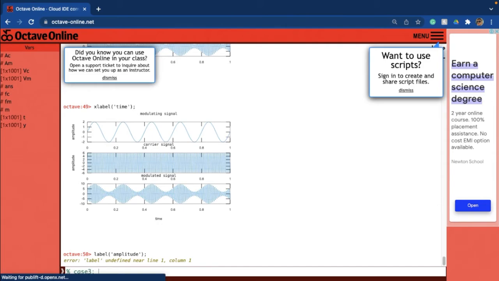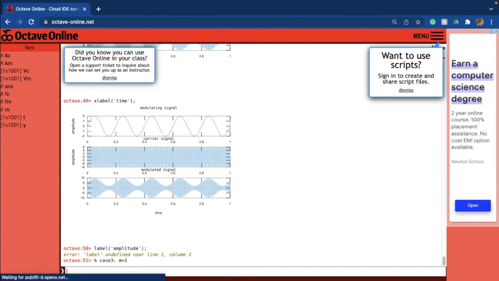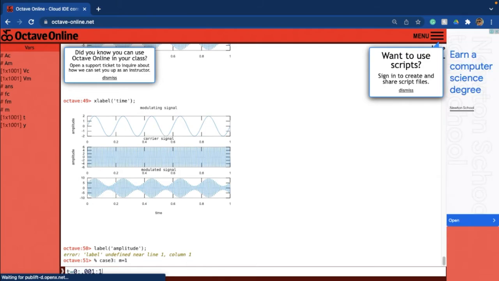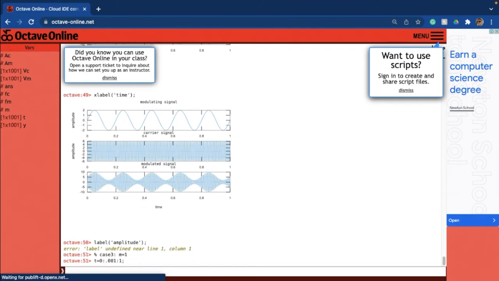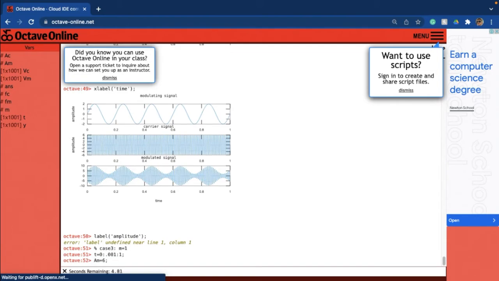Case 3, as M is equal to 1 here. M is 1 here, so we are taking this case. T is between 0 to 1 second with a step of 0.001, up to 1 second. We are plotting, and the AM I am taking 6, and VM, I'm taking AC, I'm taking 6 to make M 1.